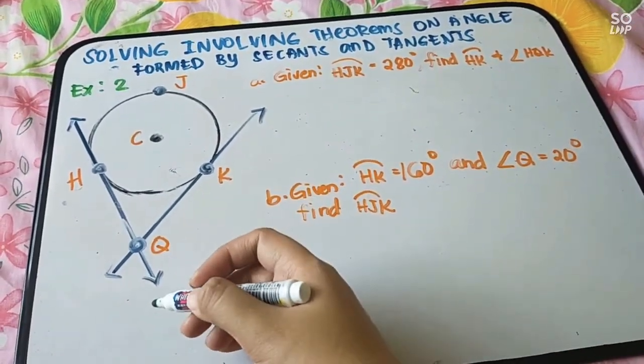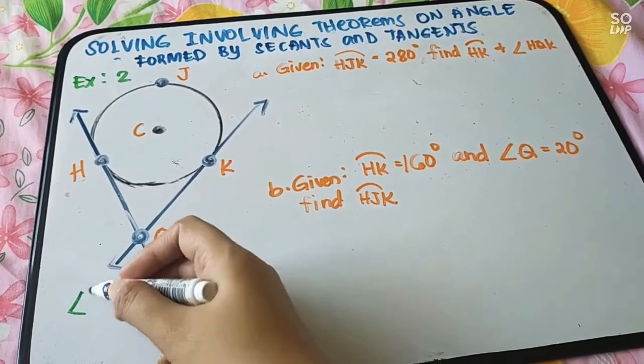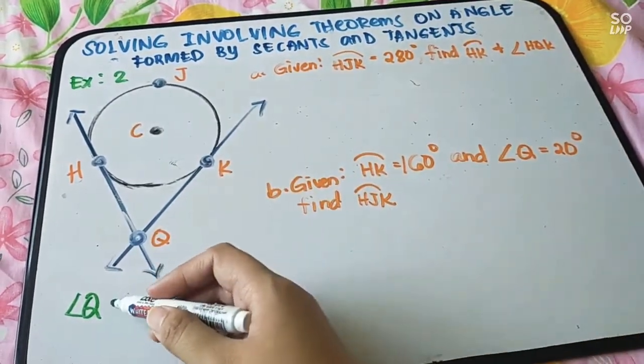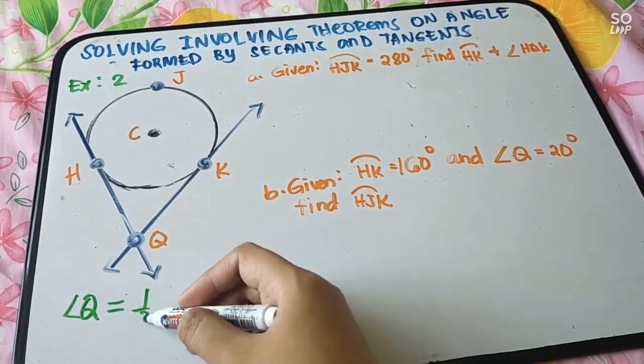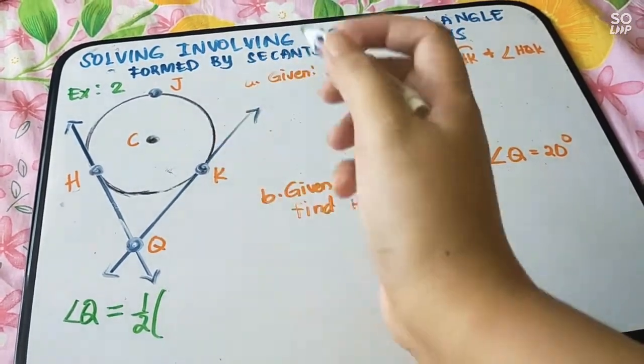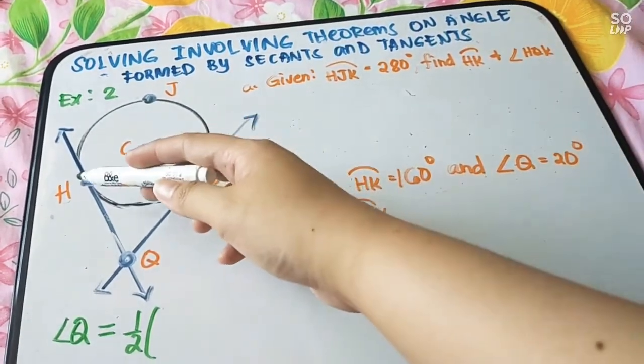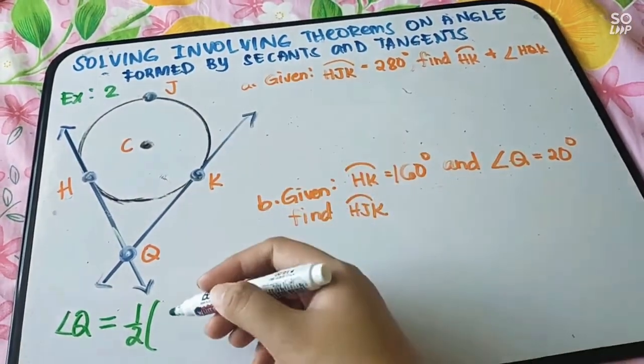So, in theorem number 3, we have angle Q. Angle Q na lang. Pwede namang HQK. Angle Q is equal to the 1/2 of the difference of the bigger arc minus the smaller arc. So, the bigger arc here is HJK.